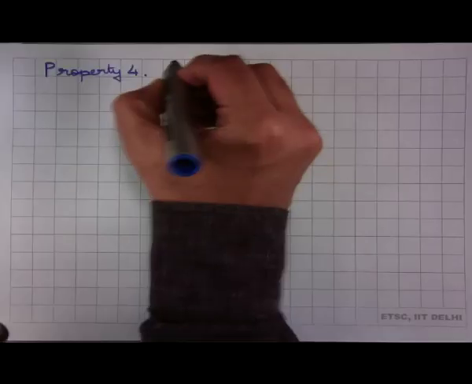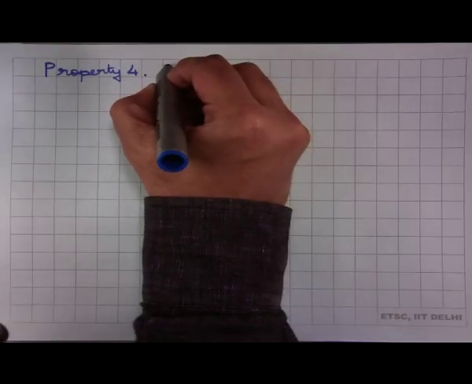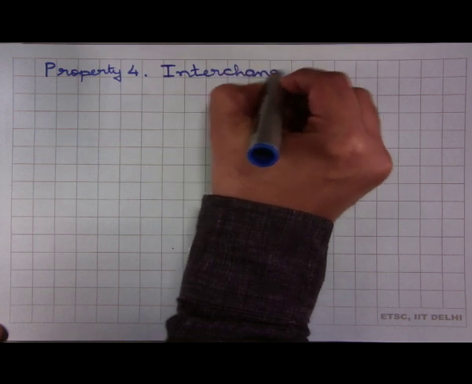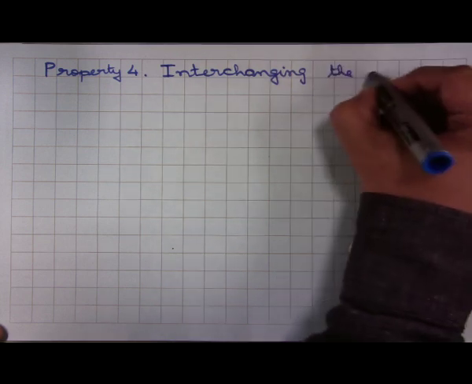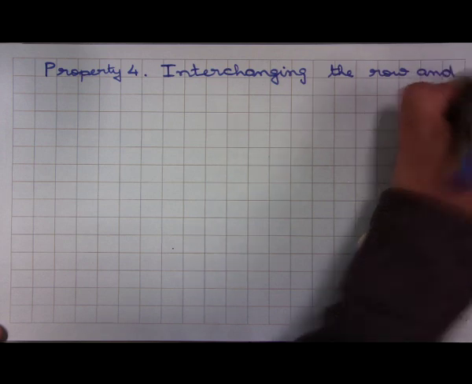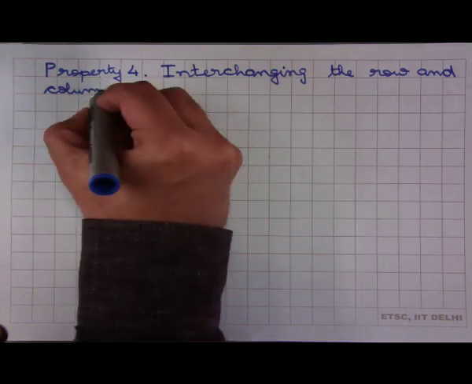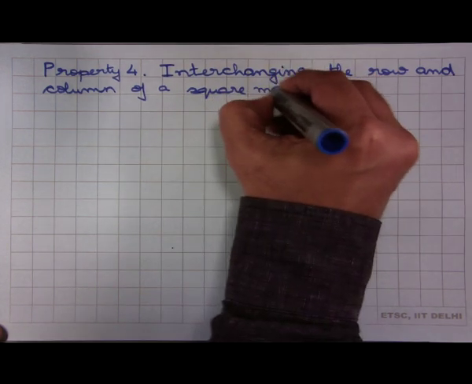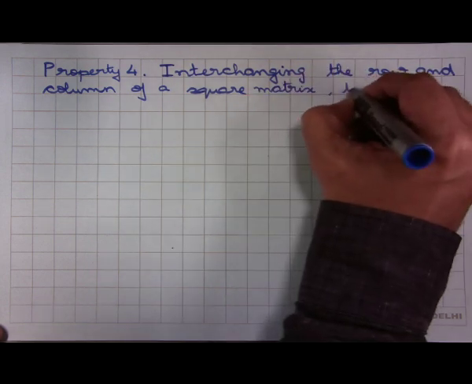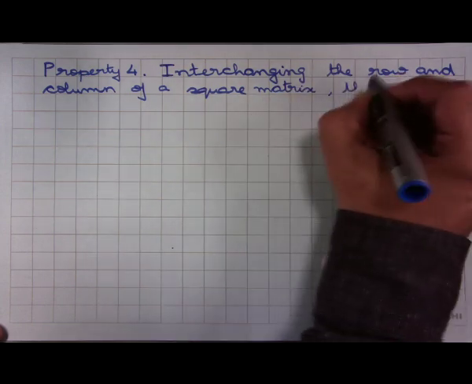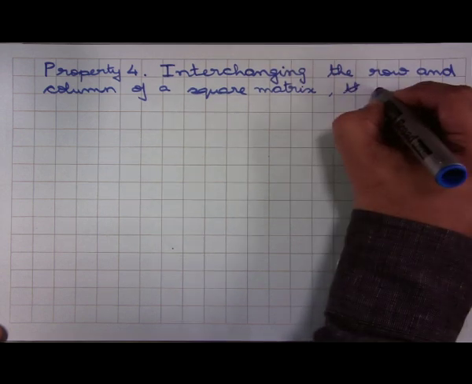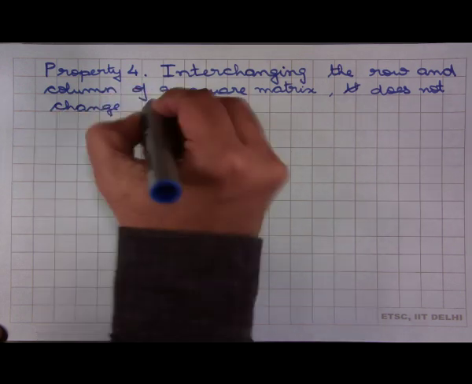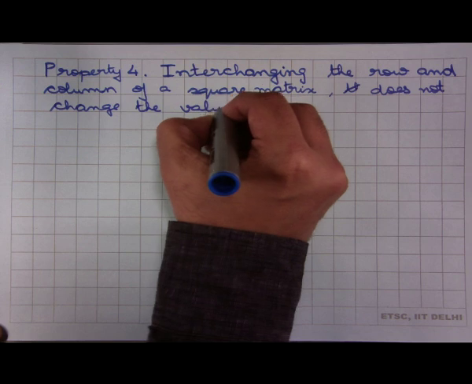So, the property is that if we interchange the row and column of a square matrix, interchanging the row and the column of a square matrix does not change the value of the determinant.